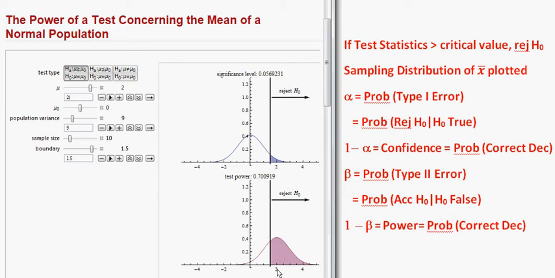You see the peak is a 2. So now the power is 70%. That is 1 minus beta. Beta is 30%. So you see that the type 2 error is getting reduced when I'm moving the distribution to the right. So now let me change the mean of the alternative distribution to 3.